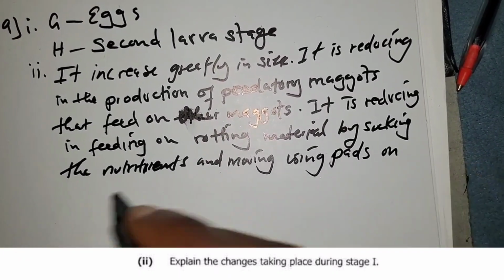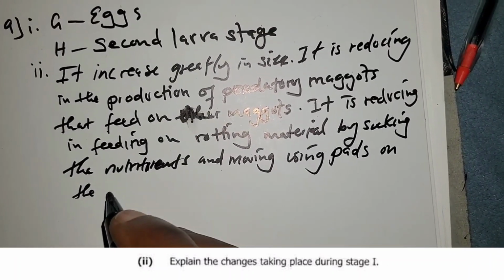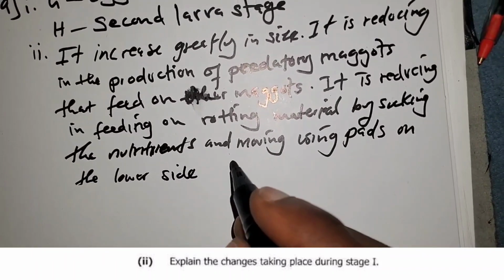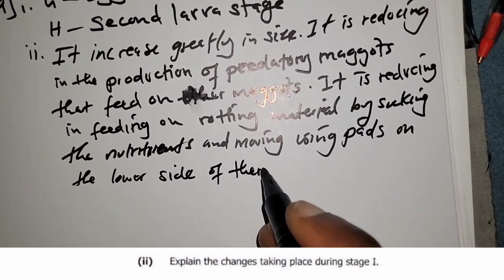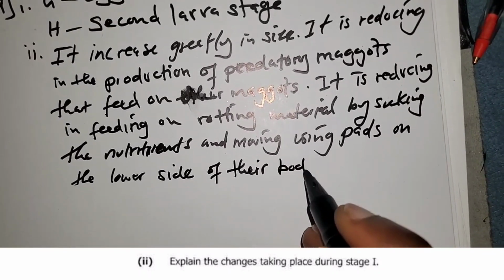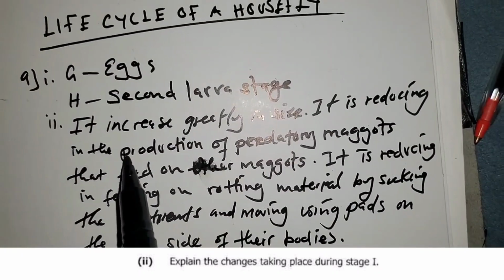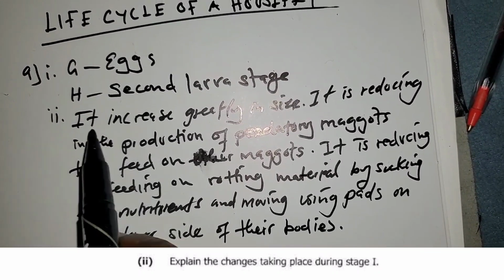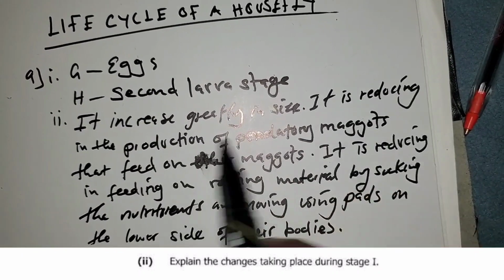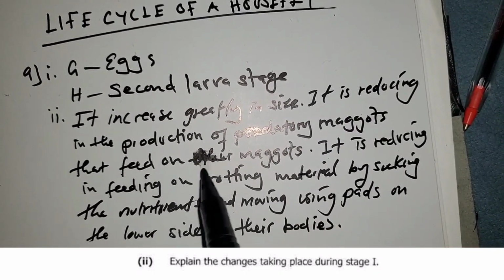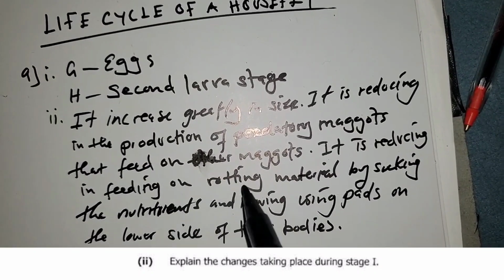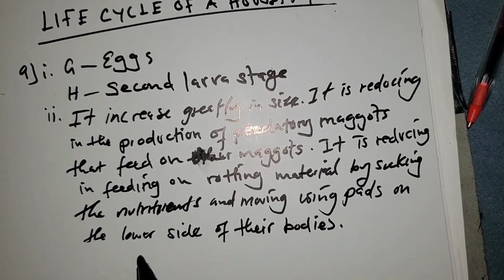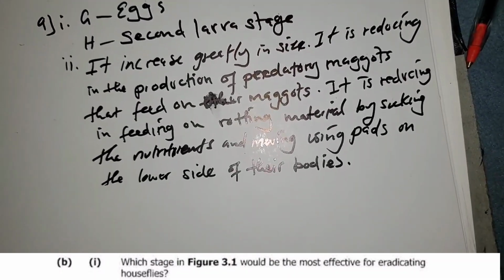Okay, these pads are found on the lower side of their bodies. So the changes that take place during stage I is that it increases greatly in size. It is reducing on the production of predatory maggots that feed on other maggots. It is reducing in the feeding of rotting material by sucking their nutrients and moving using pads found on the lower side of their bodies.